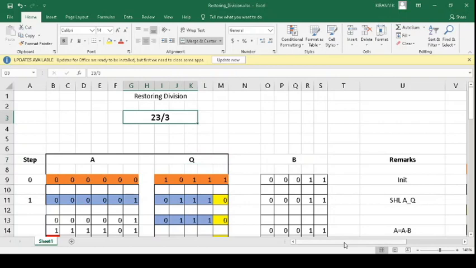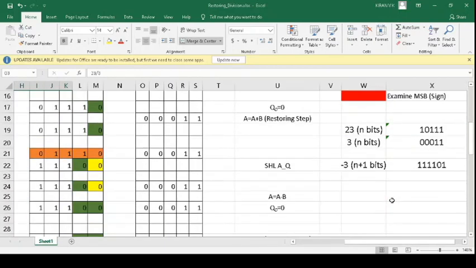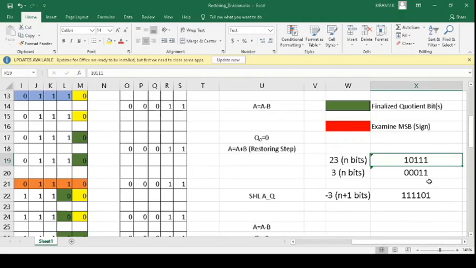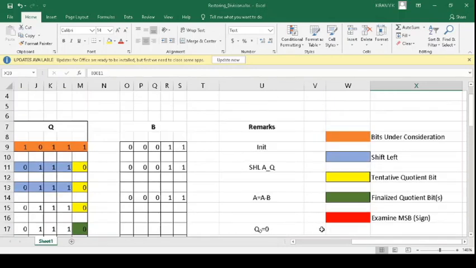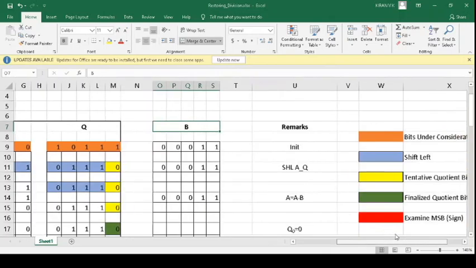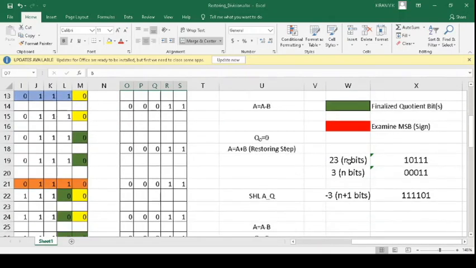So how will you represent 23? This is the representation of 23, that is 10111. Then your divisor is 3, and 3 you can just represent using 2 bits, 11. Okay, but as told earlier, in case of the restoring division algorithm, the Q and B fields should be of equivalent size. They should each be of a particular size, say n.